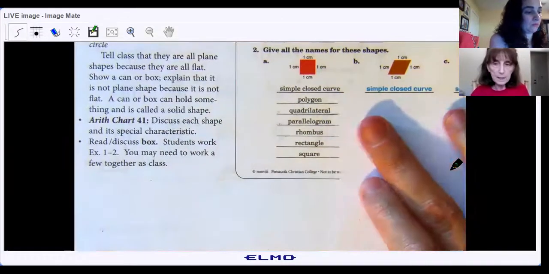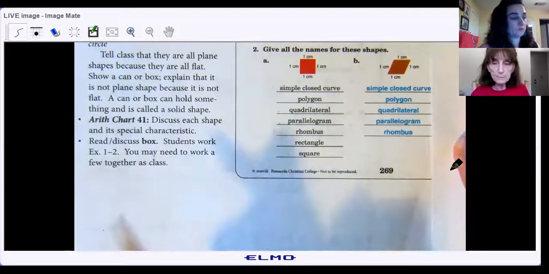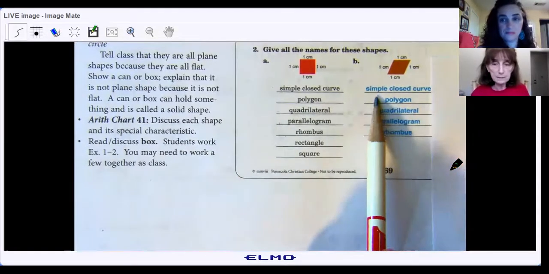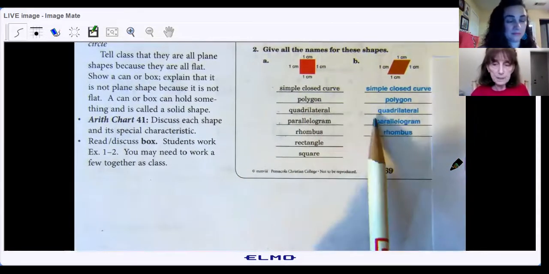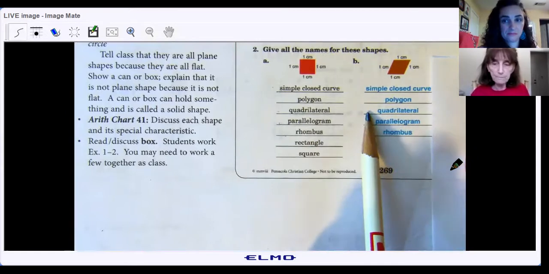All right, it's a simple closed curve. It's made up of straight line segments. It's a polygon. It's made up of 4 sides. It's a quadrilateral. Quad meaning 4. All right, it's a parallelogram. This is parallel to this side. That's parallel to that. And it's a rhombus.